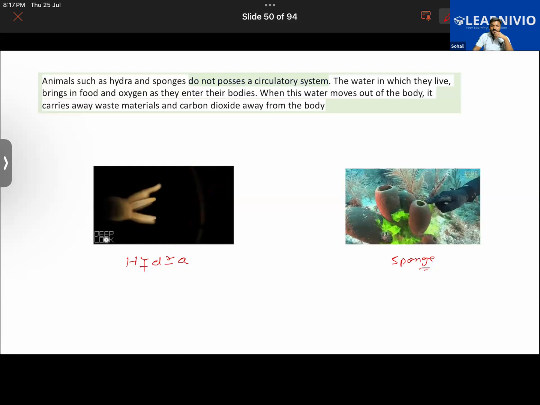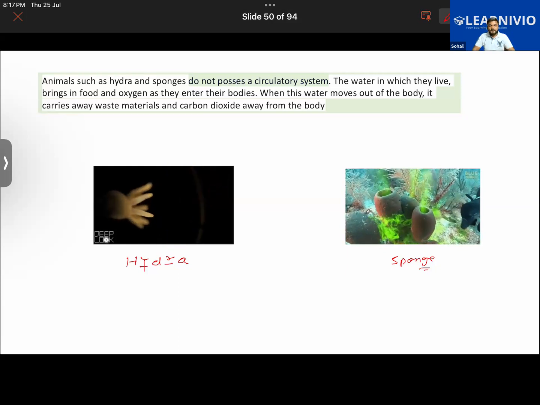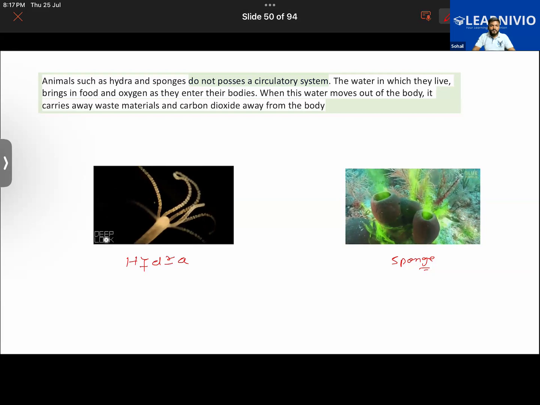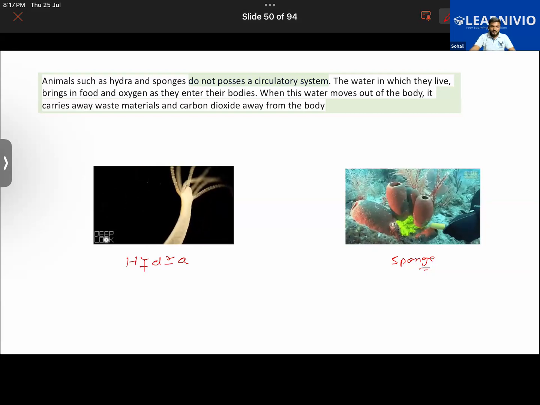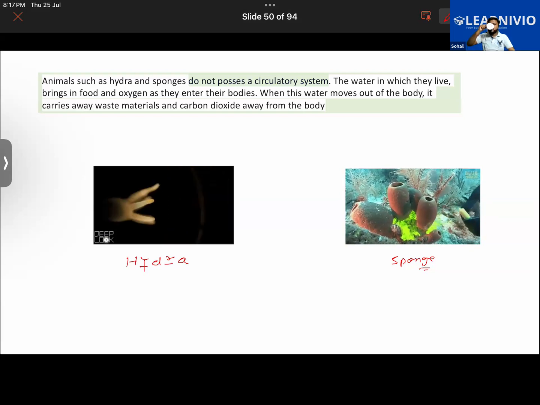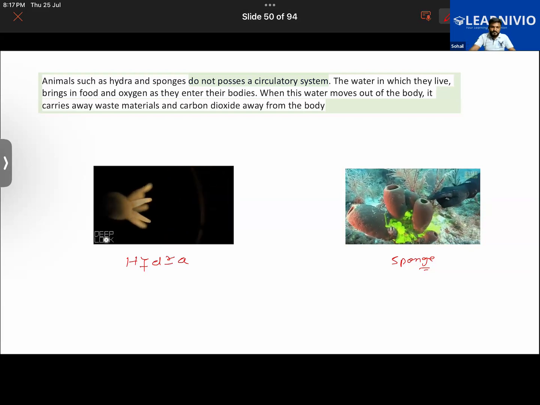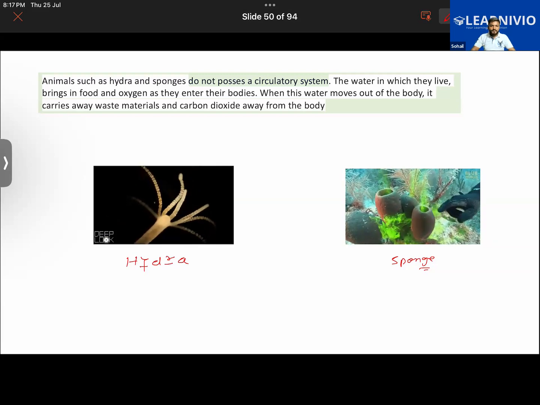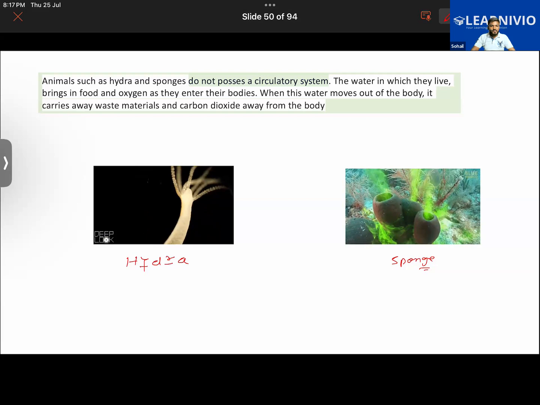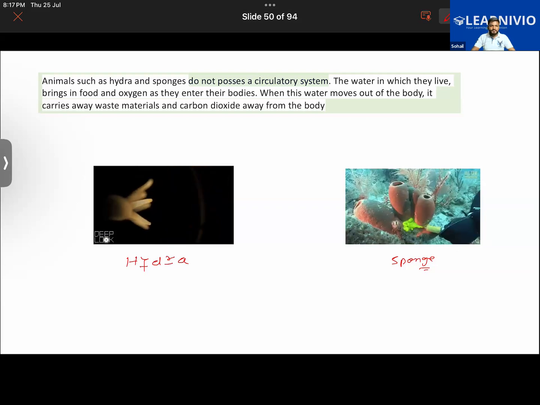Okay, one of you please read the given paragraph quickly. Sir, animals such as hydra and sponges do not possess a circulatory system. The water in which they live brings in food and oxygen as it enters their bodies. When this water moves out of the body, it carries away waste materials and carbon dioxide from the body.